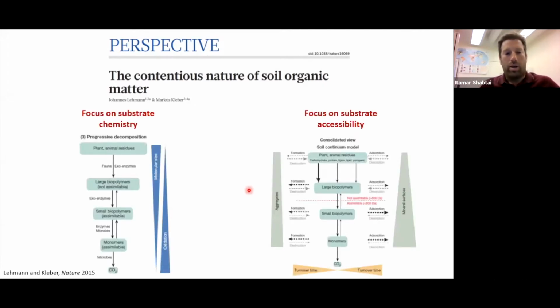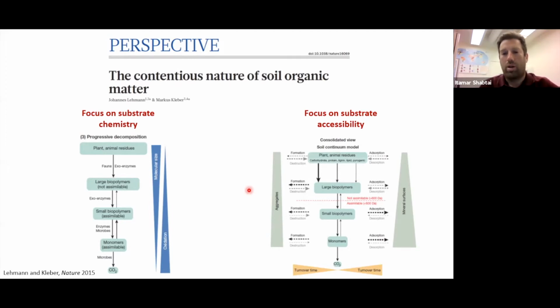And so in the more conventional, older approaches, the focus was on substrate chemistry. That is, the decomposition of soil organic matter was seen as mostly a function of the chemistry of the organic matter. So different hypotheses were put forward and tested, such as the humification hypothesis, selective preservation of recalcitrant materials, progressive decomposition, etc. But these hypotheses were somehow missing the fact that all of this was happening in a soil matrix.